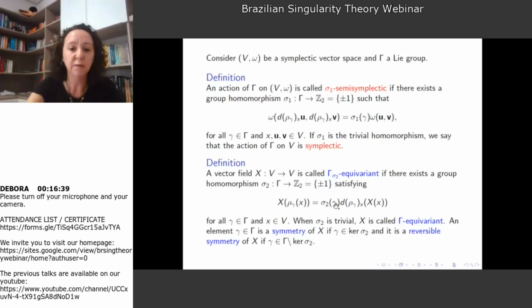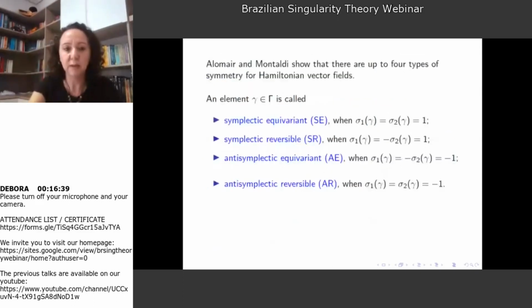And if for all elements gamma in the group, sigma 2 is equal to 1, the vector field is called gamma equivariant, and we do not use sigma 2. If sigma 2 is trivial, that is, sigma 2 is 1 for all elements of gamma, we have a gamma equivariant vector field. So with all these objects, Montaldi and Lamb showed that in a symplectic vector space, there are 4 types of symmetry for Hamiltonian vector fields.